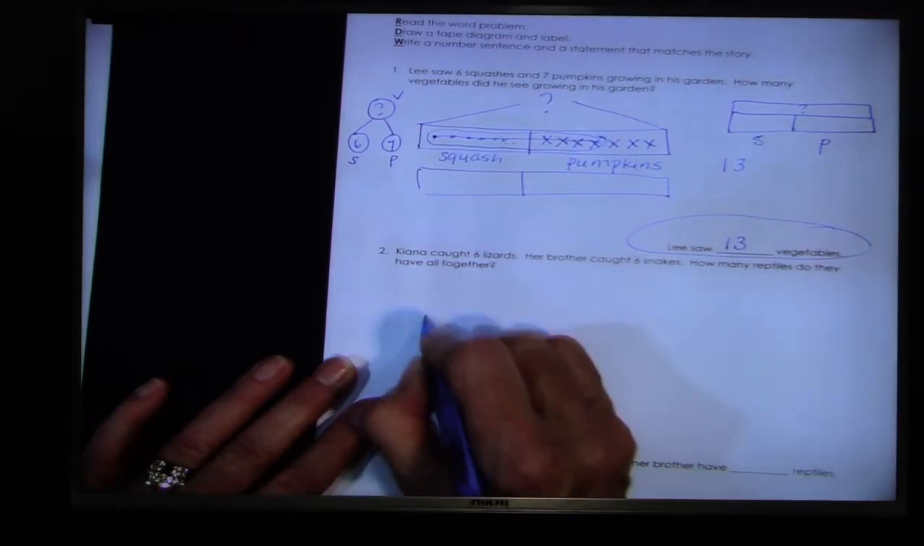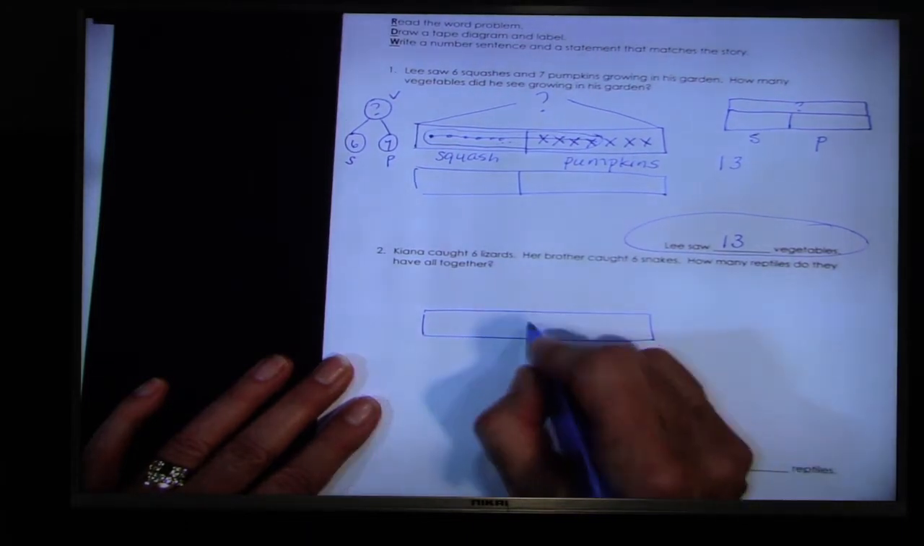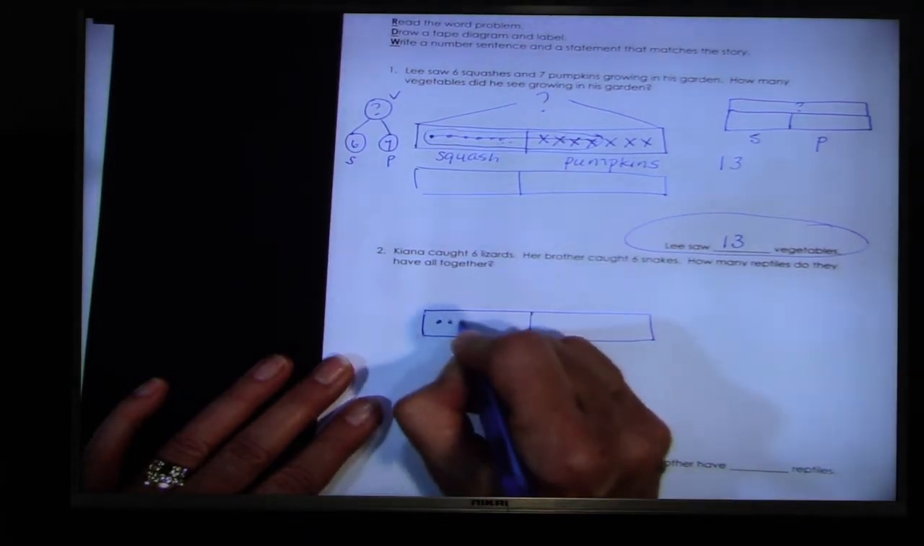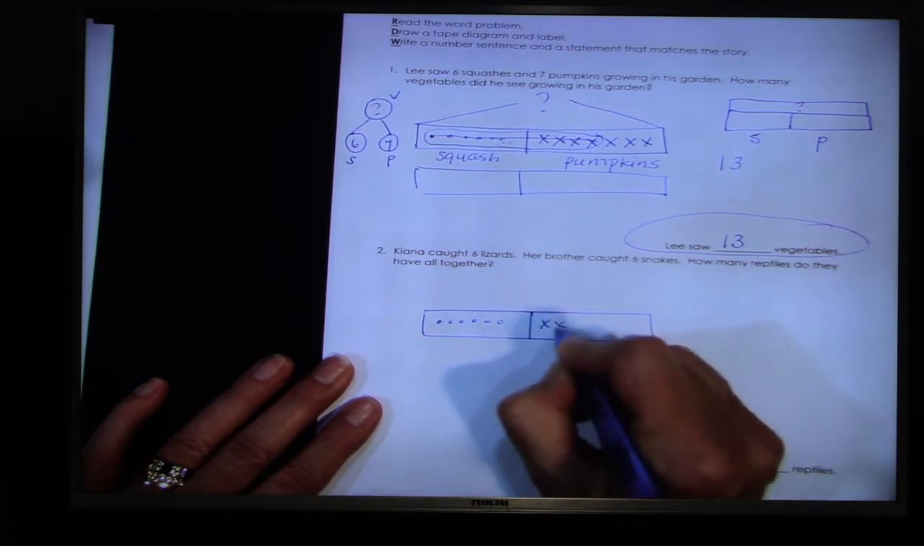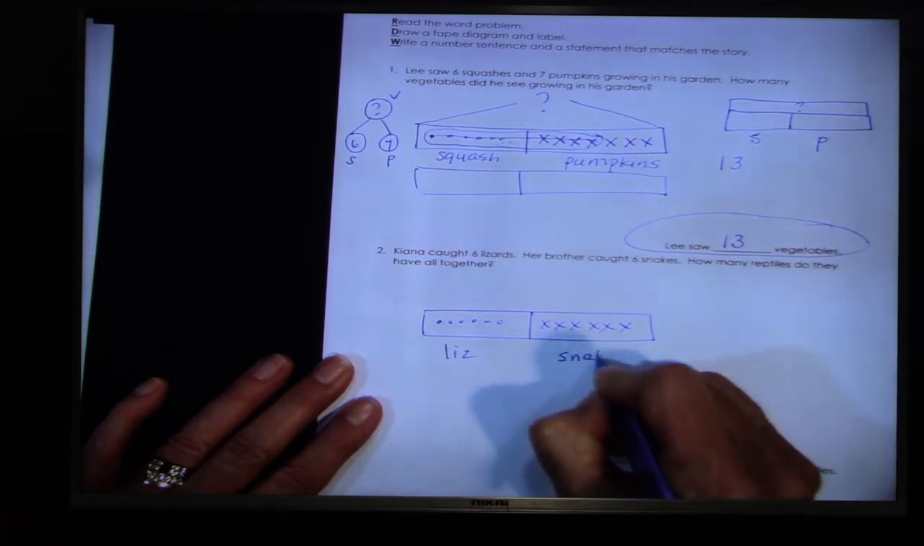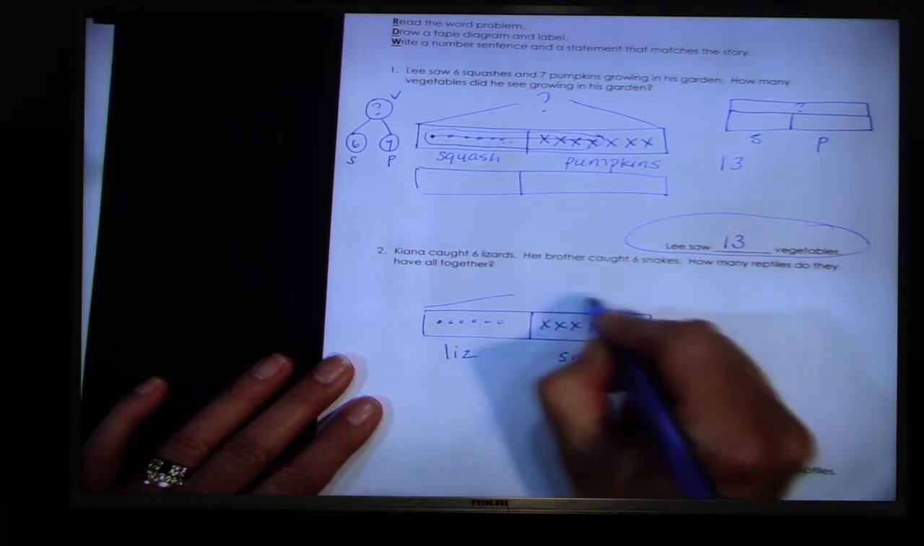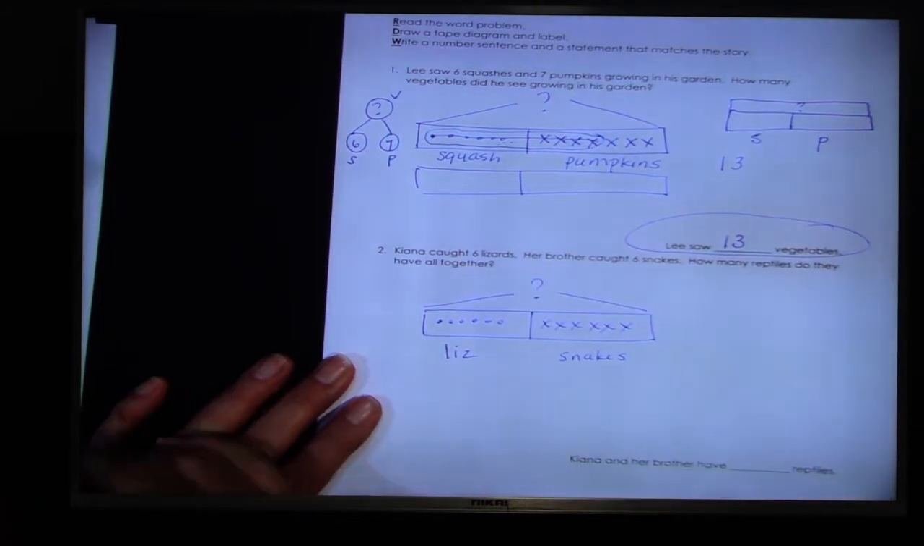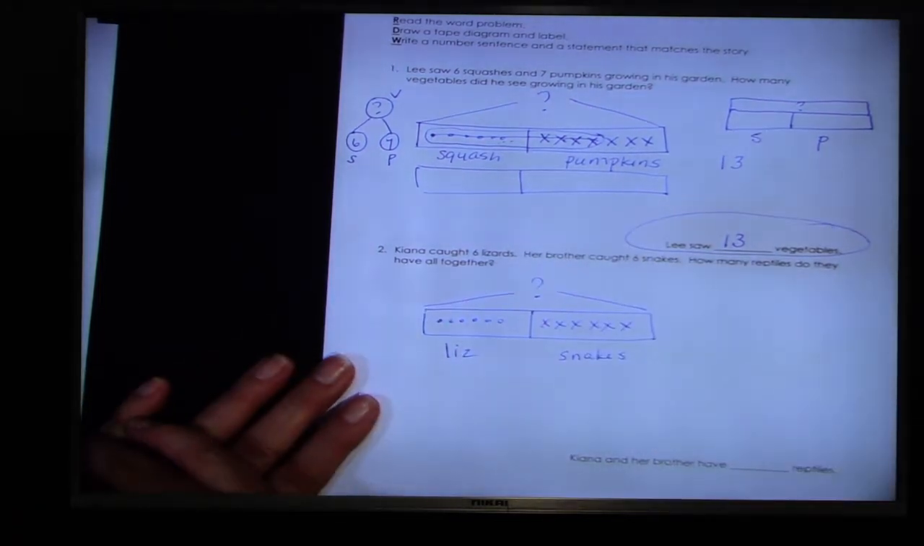Okay, so the next one. Kiana caught 6 lizards. Her brother caught 6 snakes. How many reptiles do they have in all? So what's our, we've got our tape diagram, this was lizards and snakes. How many reptiles? You can see I got started with the 2 lines as opposed to the box. I don't mean to favor, it's just my habit.